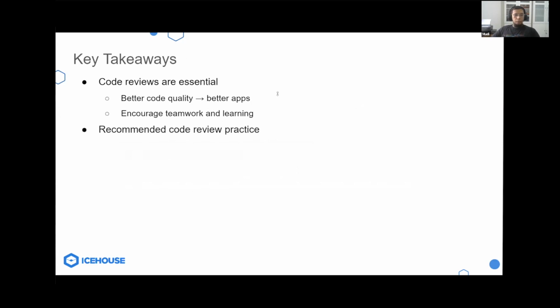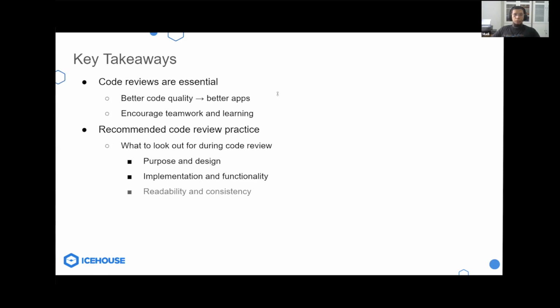And here's a summary of recommended code review practice. There are 3 things to look out for during code review. First, check its purpose and design. Make sure that the changes meet requirements first and are designed thoughtfully. Next, check its implementation and functionality. Take time to review every function implementation in detail. And then its readability and consistency. Make sure that the code is easy to understand and matches the current style of the code base.